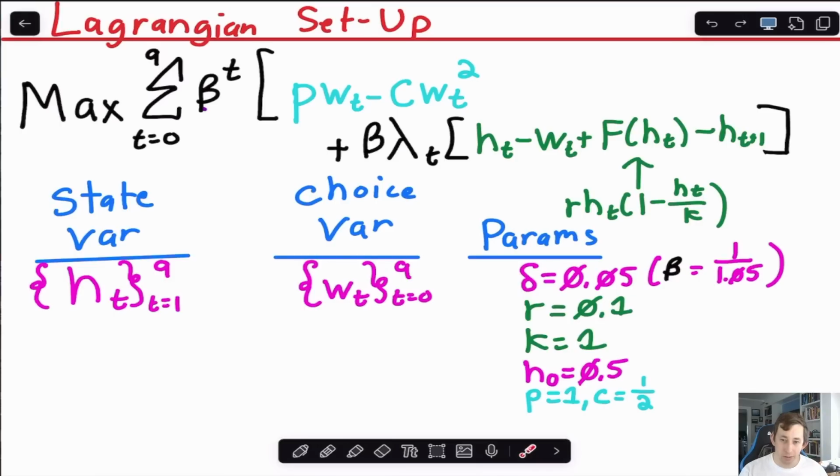So if we just set up this Lagrangian, I'm going to use beta instead of rho, and the reason I'm going to use beta instead of rho is because I've got a P in here, and it's really hard for me to differentiate between P's and rho's. So I'm going to use beta, but it means the same thing as rho, where I'm just going to say beta is 1 over 1 plus delta.